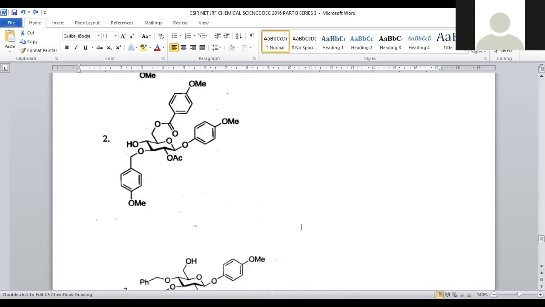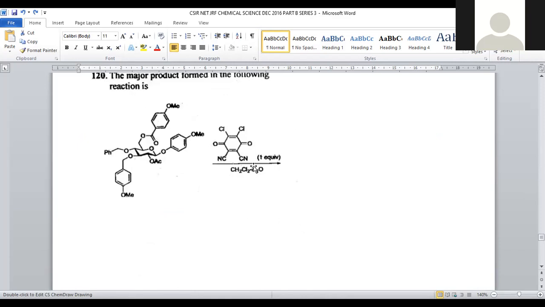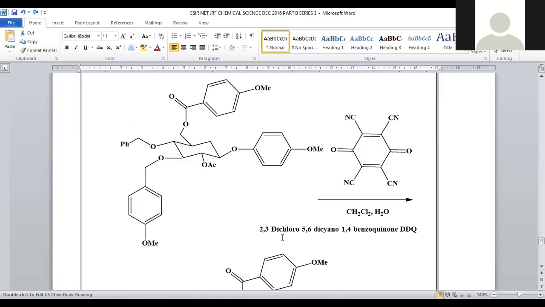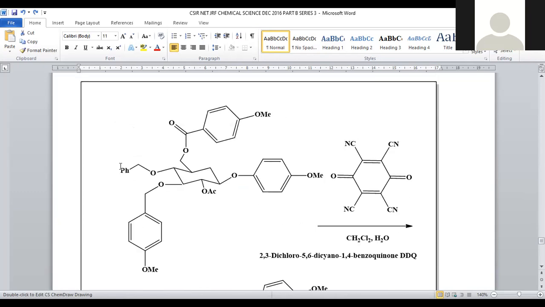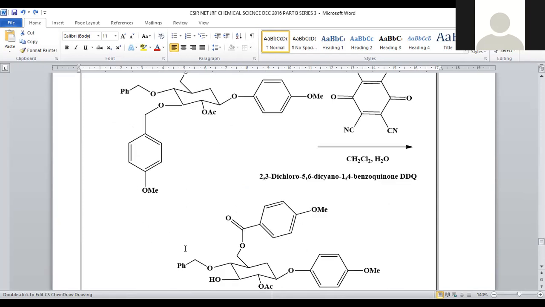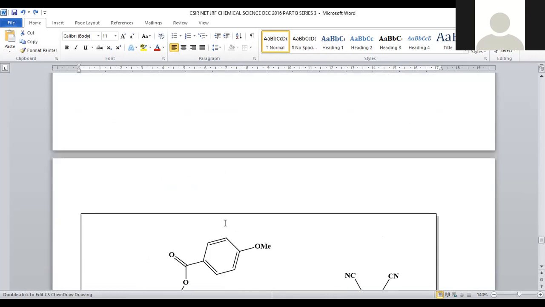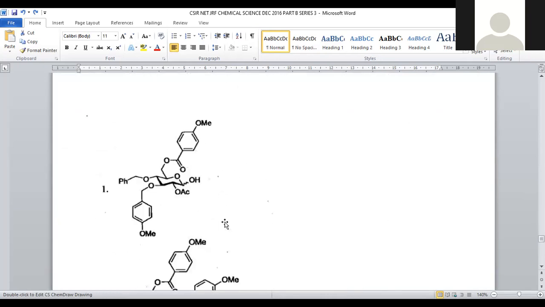But within the problem, they clearly mentioned only one equivalent. One equivalent means there is a selectivity factor that should be predicted. Being a better leaving group, this group will be discarded, so that we will get an OH functional group only at this position. Which position is it? 1, 2, 3, 4. The fourth position OH group will be generated. That is available in compound number 4.